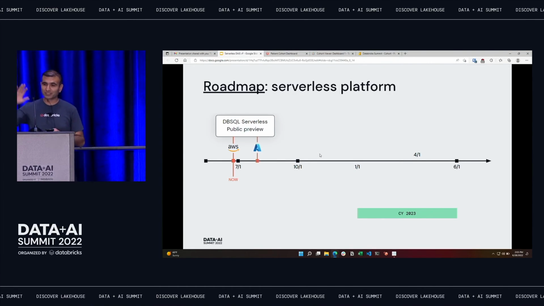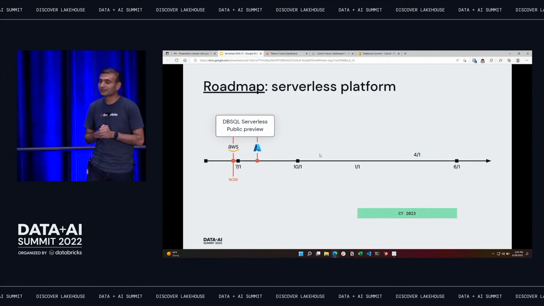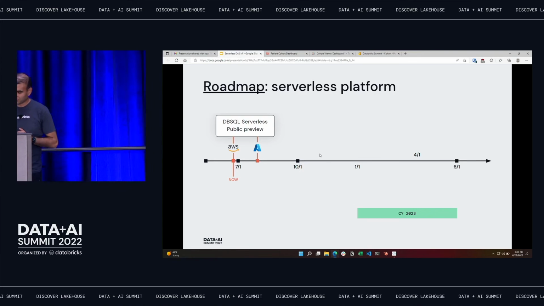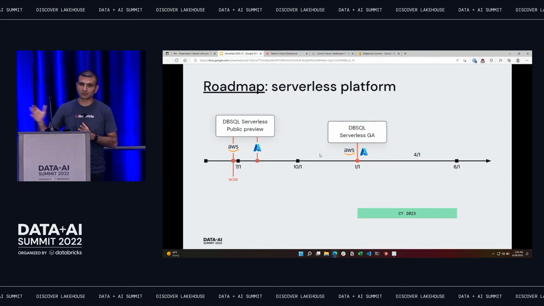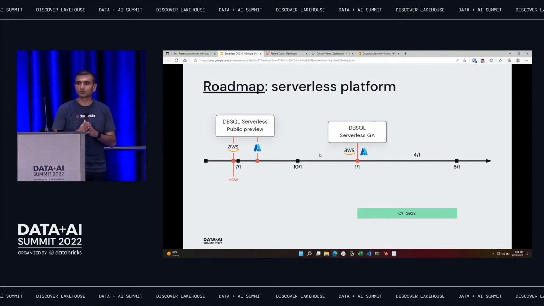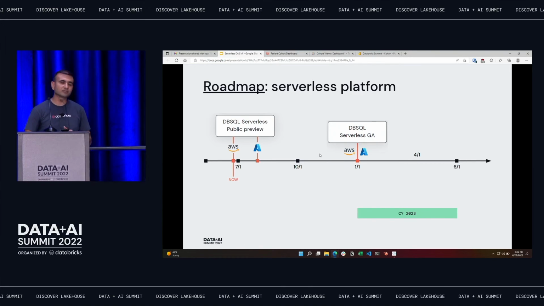That's not all. As you can see, it's a big timeline. We'll be on Azure public preview in July. And this serverless platform will be GAing by end of this year on both the clouds, AWS and Azure. GCP is also coming. If you are a Google Cloud Platform customer, it's also coming in the near future. But that's not all.